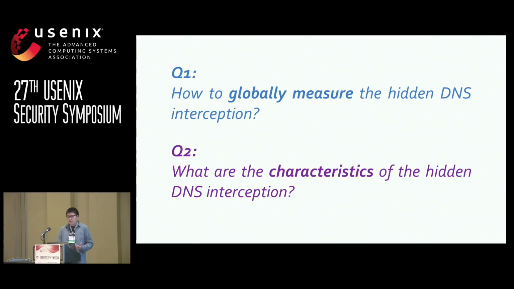Until now, we still do not comprehensively understand this kind of hidden threat. So to study this threat in our work, we mainly want to answer two questions. The first one, how to globally measure the hidden DNS interception. And the second one, what are the characteristics of this hidden behavior?